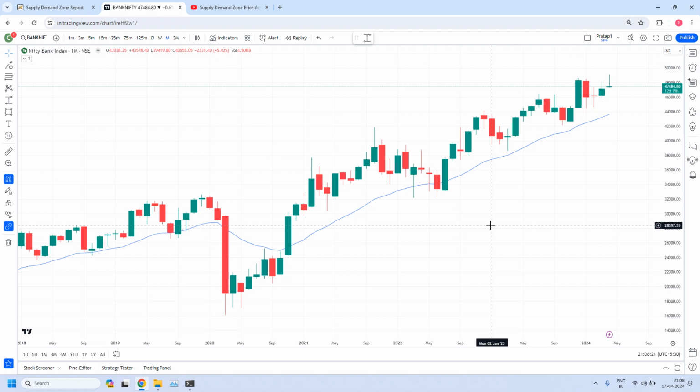In this video, let us have a detailed analysis on Bank Nifty with the help of NeoStock software supply demand zone chain.